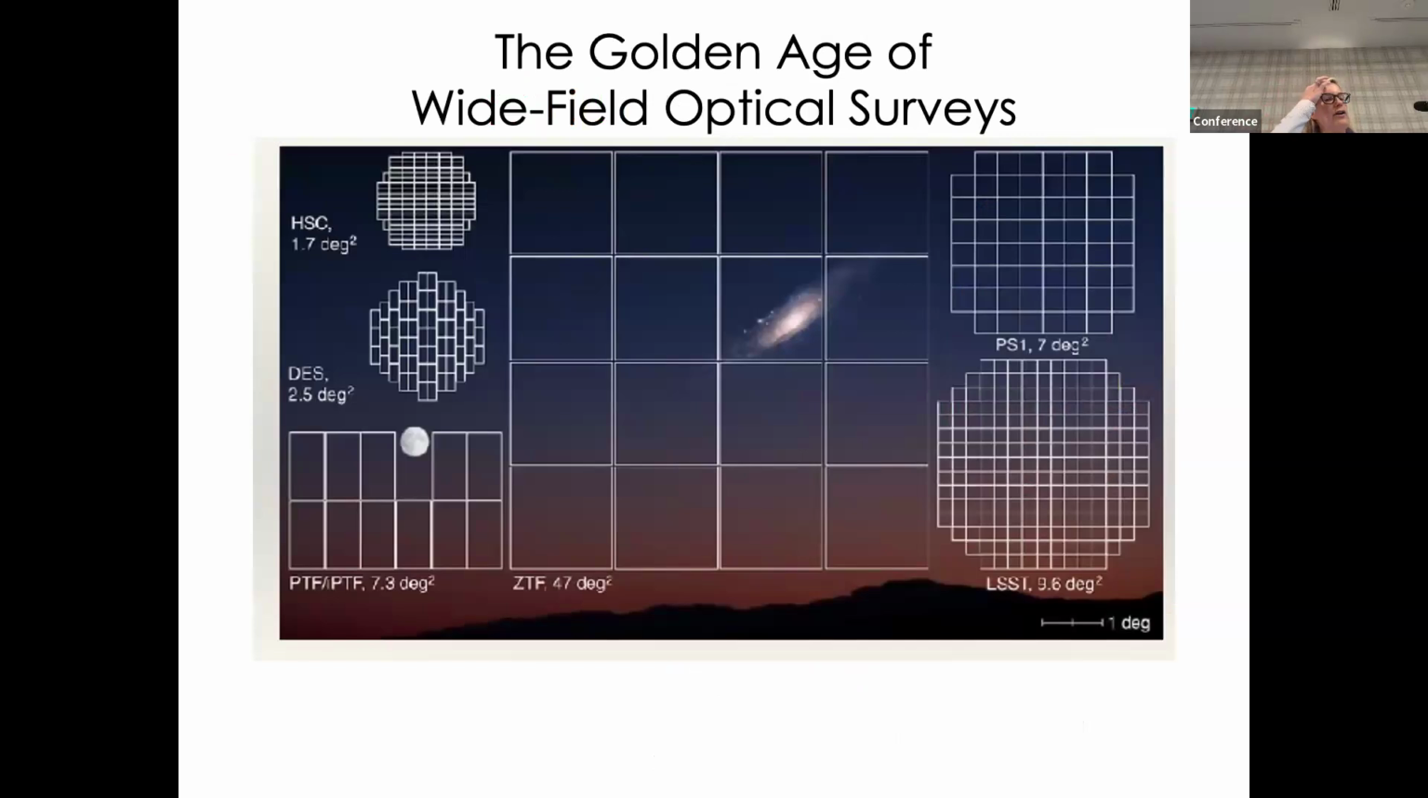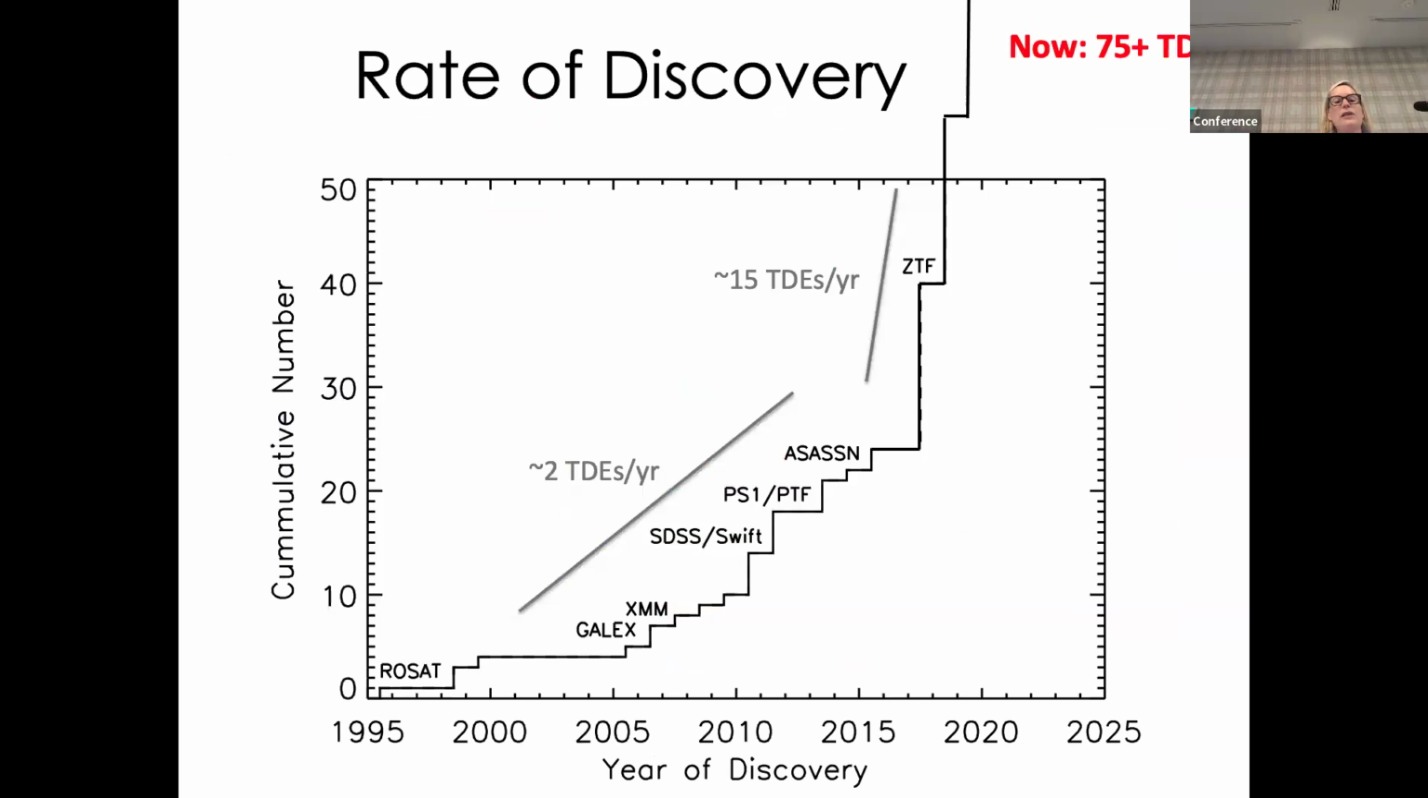We're currently in a golden age specifically for wide field optical surveys. And most of the work I've done recently has been using the Zwicky Transient Facility, which you can see here has a very impressive 47 square degree field of view. And we've really amped up the rate at which we're discovering TDEs. When I first started in this field, we were finding about 2 TDEs per year. Now we're on the order of tens of TDEs per year.